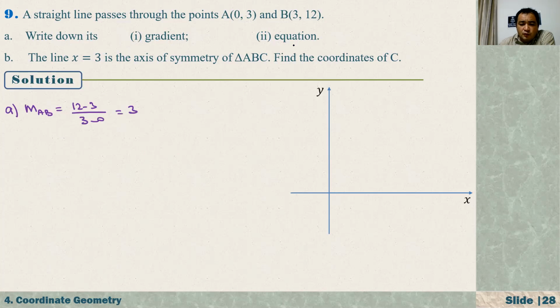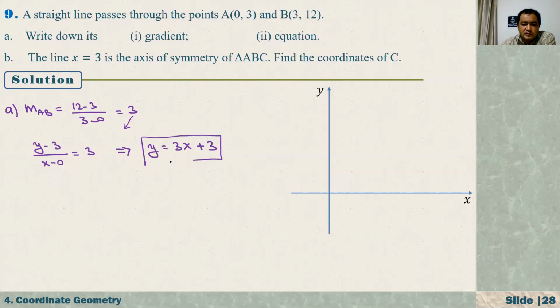Now, how do you write the equation? Let's just use that formula. y minus 3 over x minus 0 is equal to the gradient, which we have already calculated, that is 3. So the equation of this line will be y equals 3x, and taking the 3 to the right-hand side, plus 3. So that is the equation of the straight line.